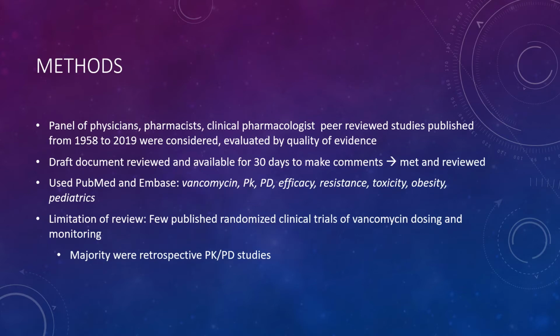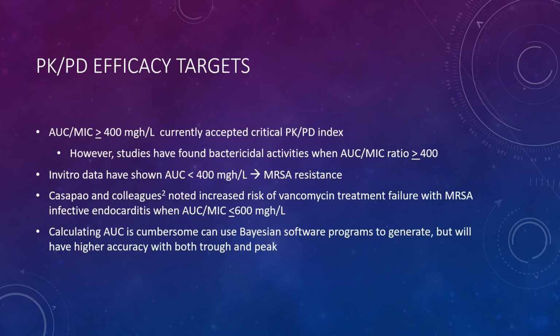For the methods, a panel of physicians, pharmacists, and a clinical pharmacologist peer-reviewed studies published from 1958 to 2019 and looked at the quality of evidence. They used PubMed and Embase, and they looked for those terms as listed below, such as vancomycin, PK, PD, etc. But a limitation of the review was that there were few published randomized clinical trials of vancomycin dosing and monitoring, and actually the majority were retrospective PK/PD studies.